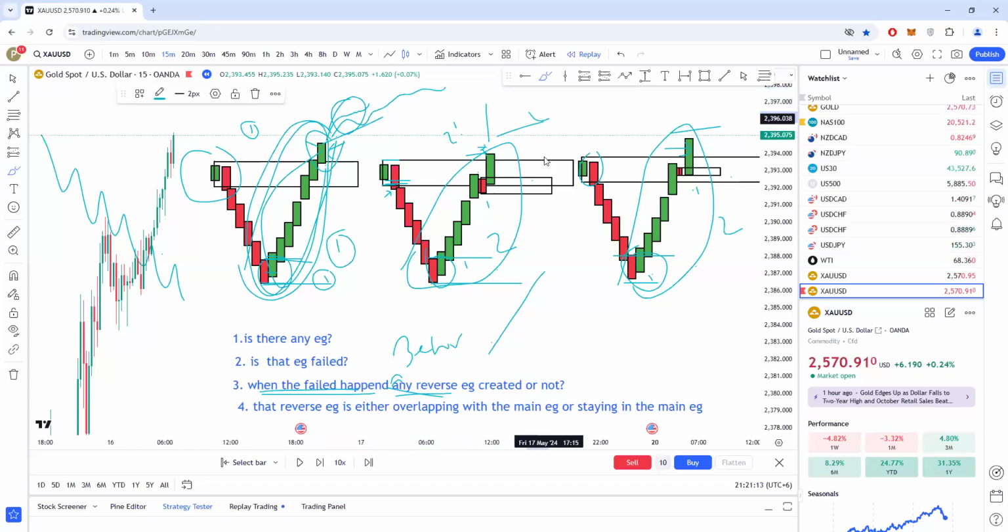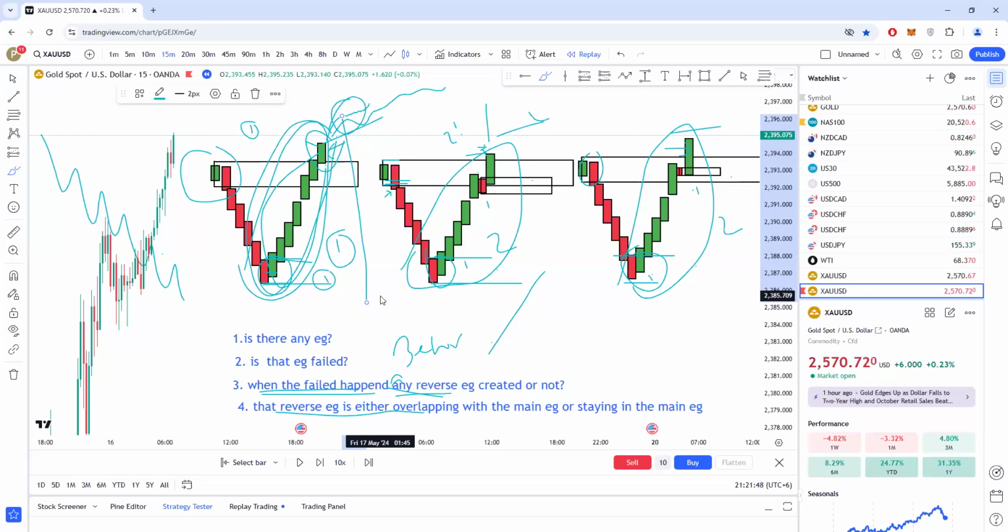Scenario number 2, how many? 2. And 3? 2. Okay. The last part, now reverse, I understood. The last part is that the reverse is either overlapping. So do we have any overlapping in scenario number 1, everyone? Overlapping means intersecting. Everyone, please. Do we have it? No, sir. And scenario number 2?